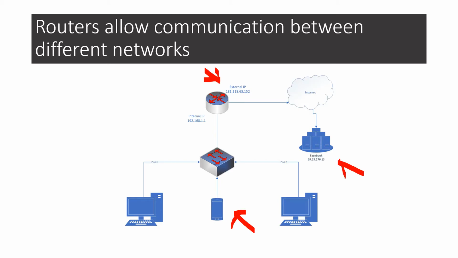In reality, Facebook has dozens of IP addresses. However, for this example, we're just using one. So in this scenario, Facebook's IP address is 69.63.176.13. So that is the address we'll use to communicate with Facebook. Facebook would then use our external IP address to communicate with us as well. So this is how data communication would take place between our IP address as well as Facebook's IP address.